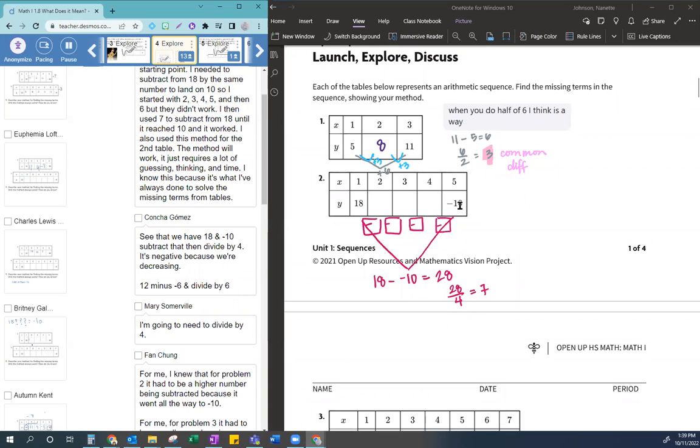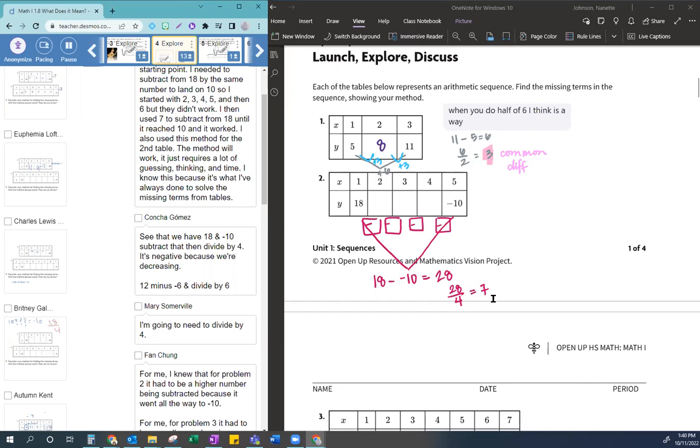1, 2, 3, 4. Some people are like, hey, Ms. Johnson, but you're only missing 3 numbers. Yes, but it's 4 steps, right? To get from 18 to negative 10, it took me 4 steps. To get me from the first step to the 5th step, it took me 4 steps. Does that make sense? Okay, so then you want me to subtract 7 every single time?